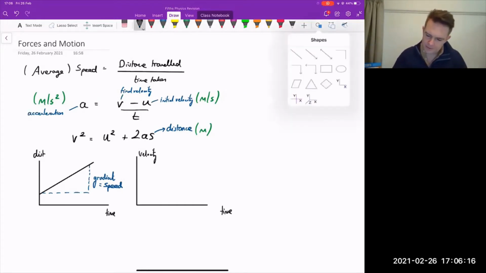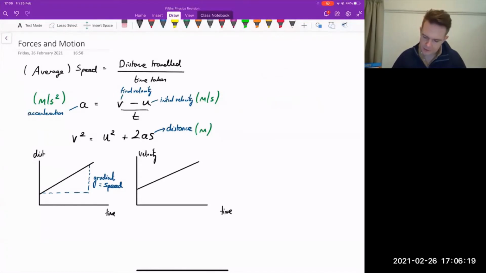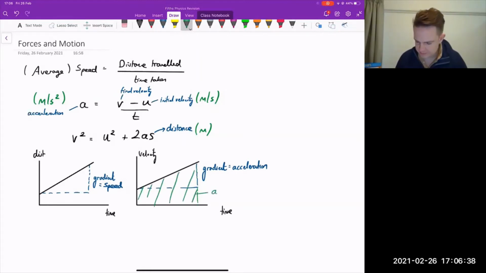The velocity time graph, you can find the gradient, sure, but you can also do something else. So the gradient of a velocity time graph gives you the acceleration, so the slope, rise over run, is acceleration. The area underneath, which I'll draw in green, tells you the distance traveled.